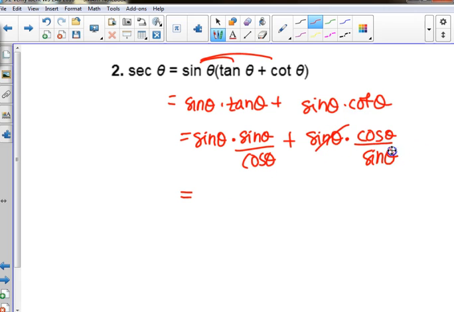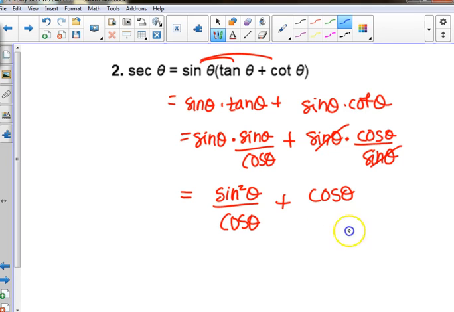Over here, we can reduce, okay? And on the left, that means we have what? Sine squared over cosine plus just plain cosine. Ideas? Remember, we're trying to get down to secant, which is what? 1 over cosine. Yes? Just thinking ahead here. So we need this to be 1 over cosine.